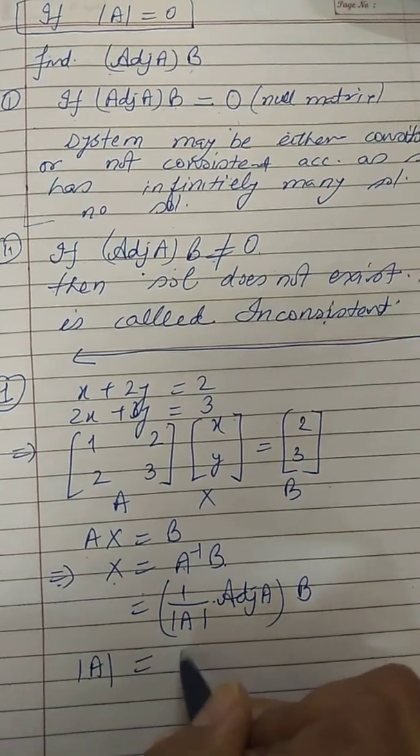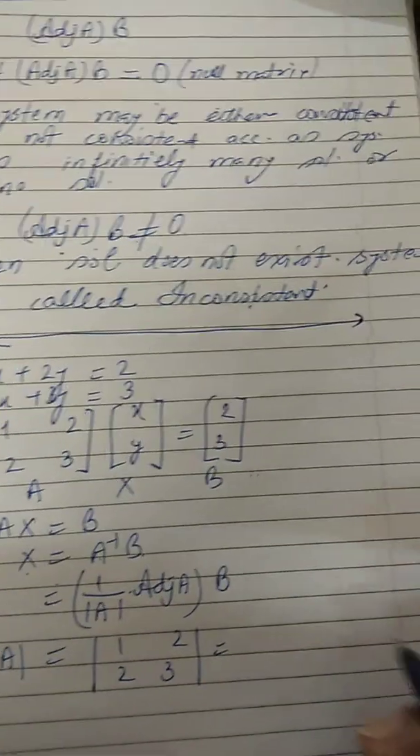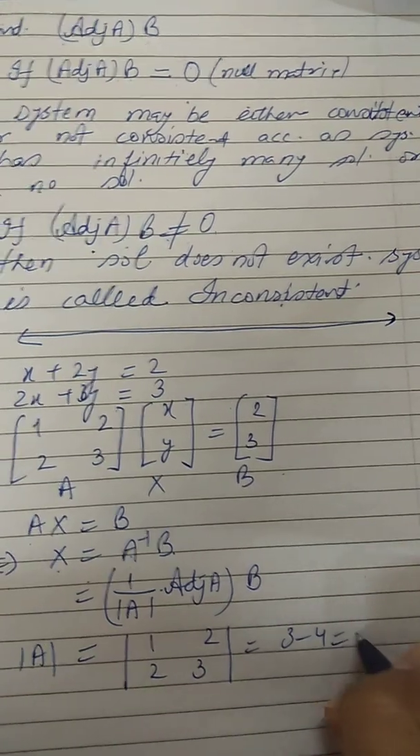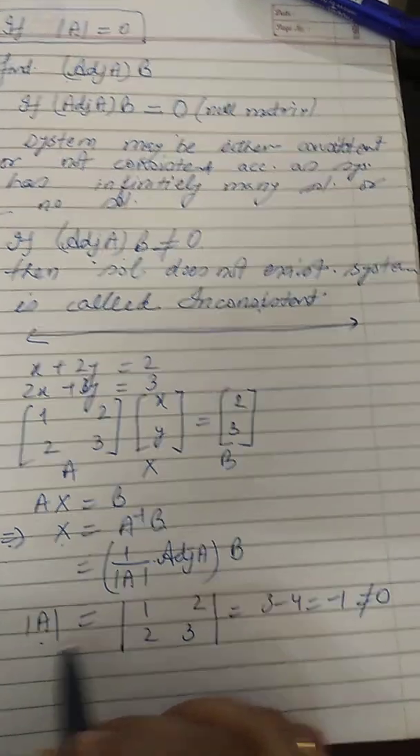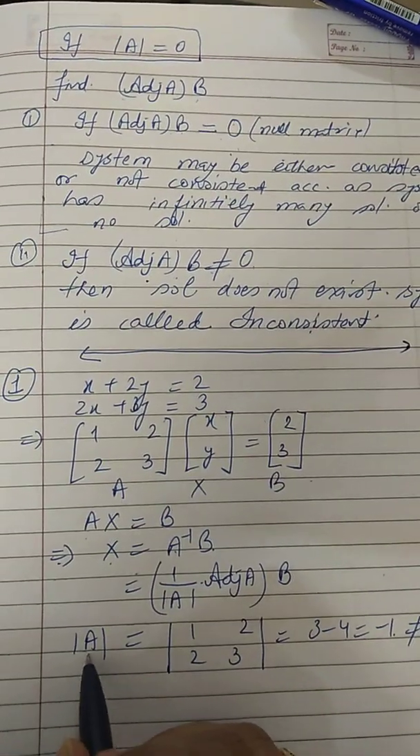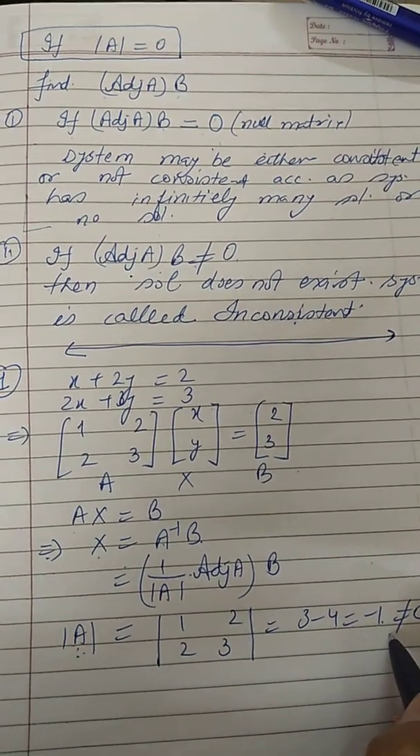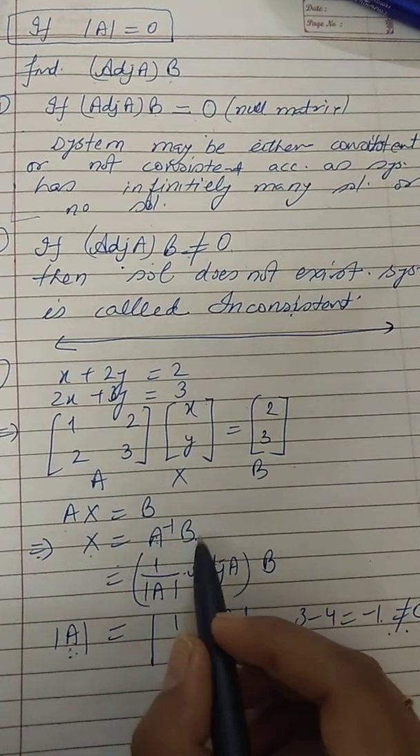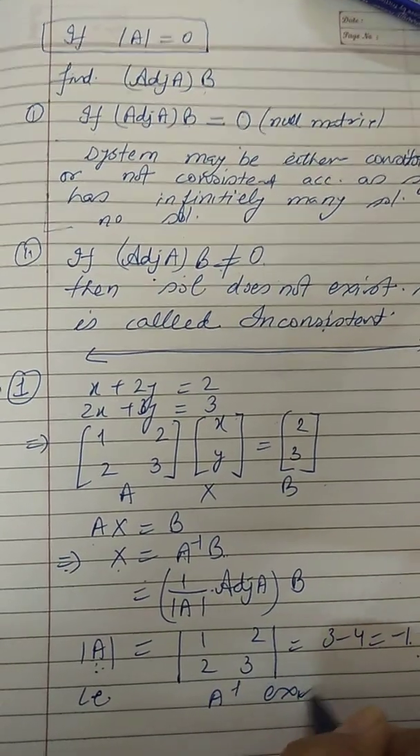A determinant will be equal to |1 2; 2 3|. So if you know how to solve the determinant, it will be 3 minus 4, that is minus 1, not equal to 0. So what is happening here? Determinant is non-zero. That means A inverse exists, because we know if determinant is non-zero, the matrix is non-singular, and if the matrix is non-singular, we say A inverse exists. We will write down that A inverse exists.